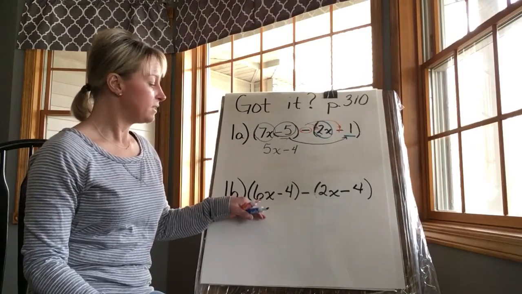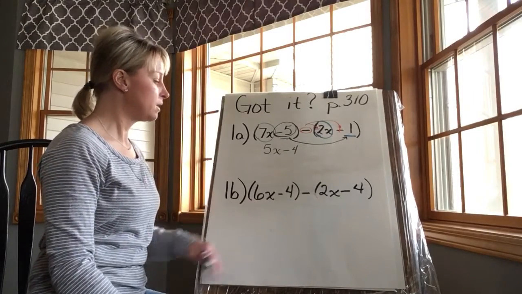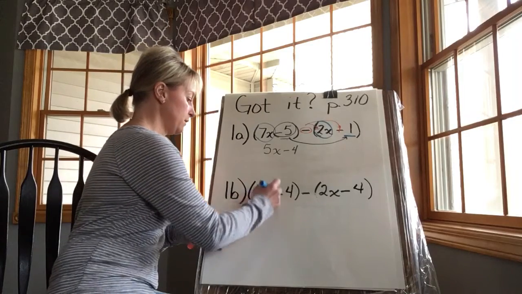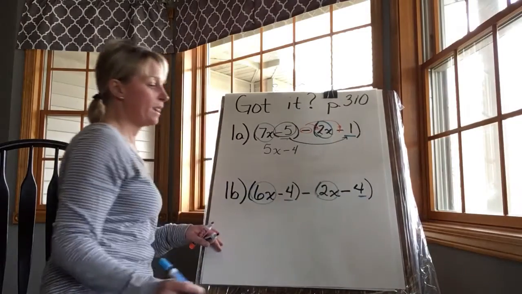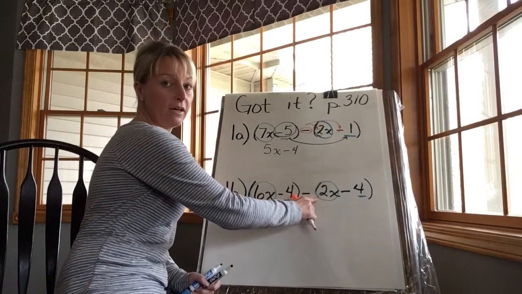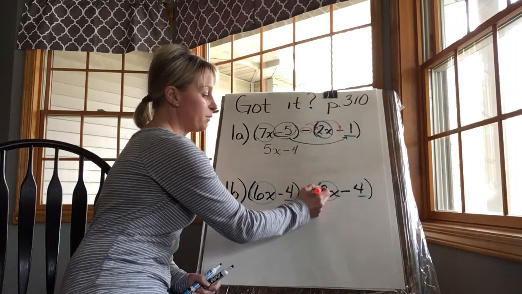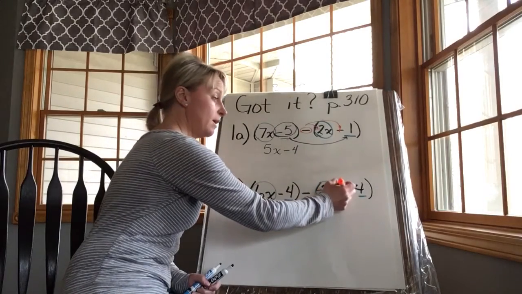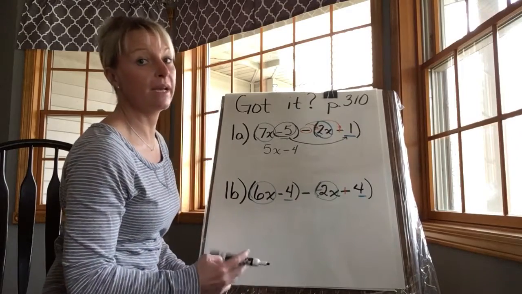1b, we have 6x minus 4 minus the quantity of 2x minus 4. Like terms, we have the 6x and the 2x, and we have a 4 and a 4. Before we go any further, you need to take this negative sign. It's in front of a quantity, so we have to multiply it. So a negative times a positive becomes a negative. A negative times a negative becomes a positive. Now I can combine. Now I can do my like terms.